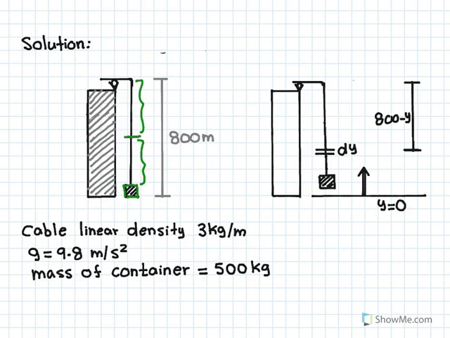So we have a drawing here. We have a segment of the rope, and you can see that when this segment of the rope is y units from the ground, it has to be lifted 800 minus y units to reach the halfway point. So we have the cable linear density, that's 3 kilograms per meter. That means every meter of this cable has a mass of 3 kilograms. We have gravity on Earth, that's 9.8 meters per second squared. And we have the mass of the container of diamonds, which is 500 kilograms.